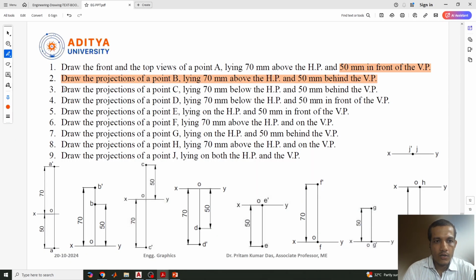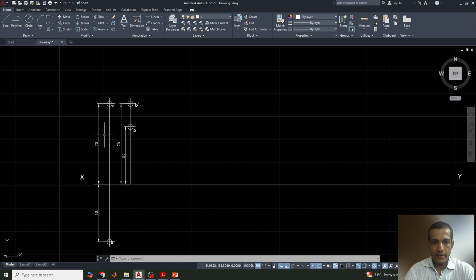Third question: draw the projection of a point C lying 70 mm below HP. That means it will be third or fourth quadrant, and 50 mm behind VP. Behind means second or third. So obviously this question belongs to the third quadrant, below HP and behind VP. In the third quadrant, the front view will be different and the top view will be different. It will be the reverse of the first one. What we drew in the first one will be reversed: this will come down and that will come up. Anyway, we will draw this.